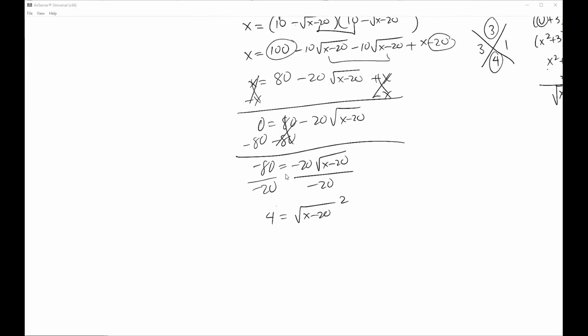Square both sides. So it'll be 16 is equal to x minus 20. Add the 20 to both sides. And x is equal to 36.